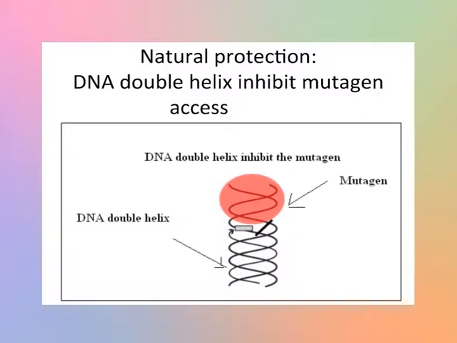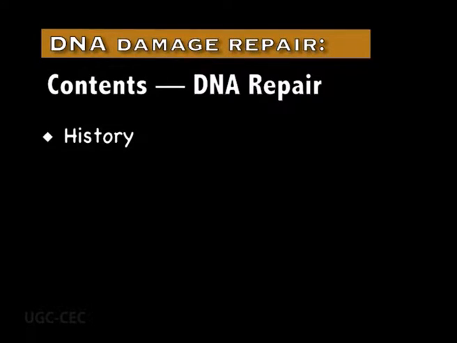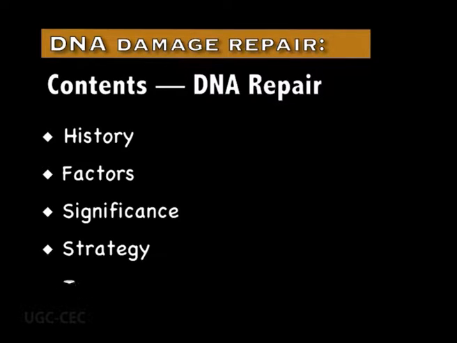What are they? Natural protection means increasing proofreading capacity, that is base selection and fidelity of DNA polymerase. Another type of natural protection is that the DNA helix is arranged in such a way that it does not allow the mutagen to come inside the helix, as well as the repair system may excise the damage, tolerate the damage, or reverse the damage. Let's talk about the repair. When I talk about repair, I will talk about the history, the factors, the significance, strategy and different types related to their modes of action.